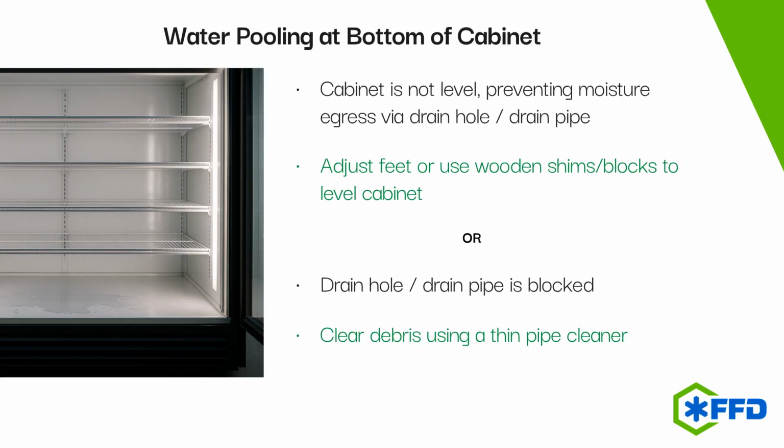Water pooling at the bottom of the cabinet may be an issue when the unit is not level, preventing moisture from egressing via the drain hole or drain pipe. Simply adjust the feet or use wooden shims or blocks to level the cabinet and rectify the issue.